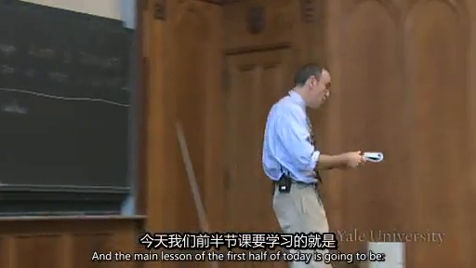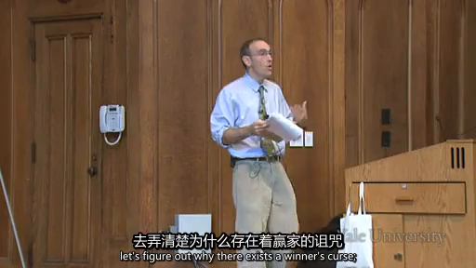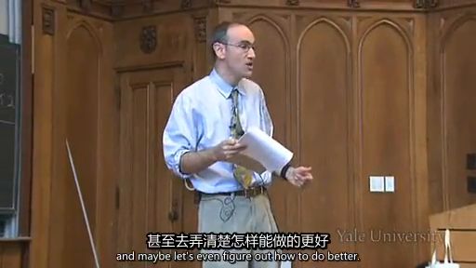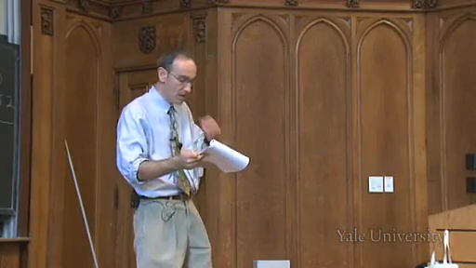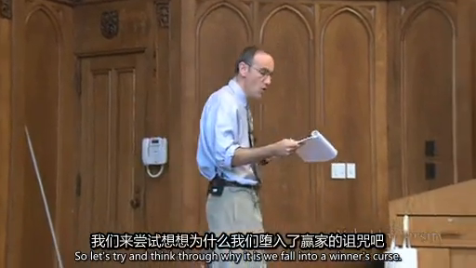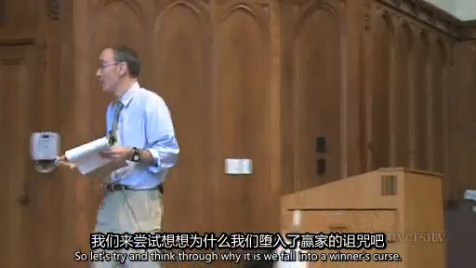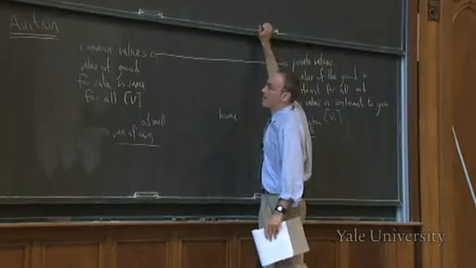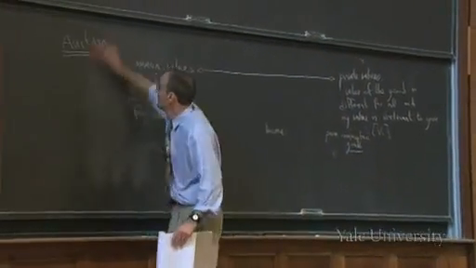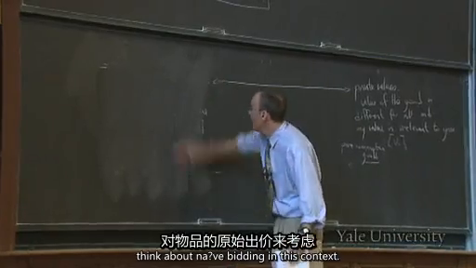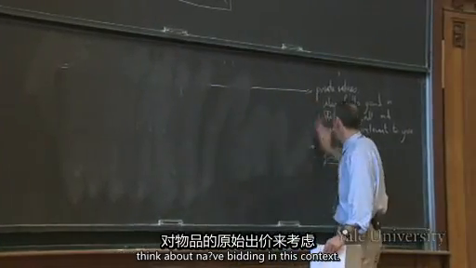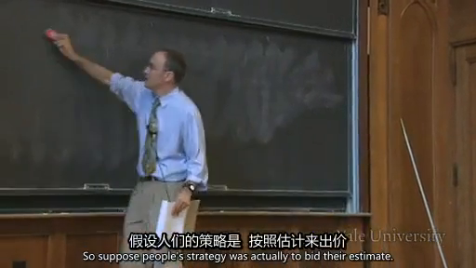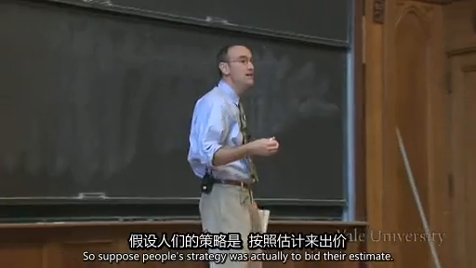And the main lesson of the first half of today is going to be, let's figure out why there exists a winner's curse, let's try and avoid falling into a winner's curse, and maybe let's even figure out how to do better. So let's try and think through why it is we fall into a winner's curse. One way to think about this is to think about naive bidding in this context. So suppose people's strategy was actually to bid their estimate.